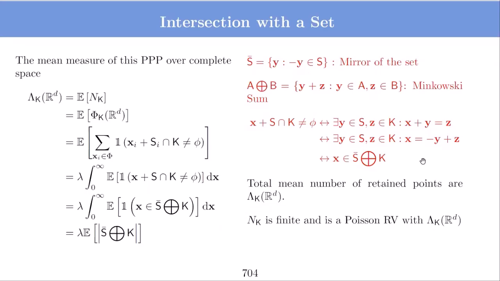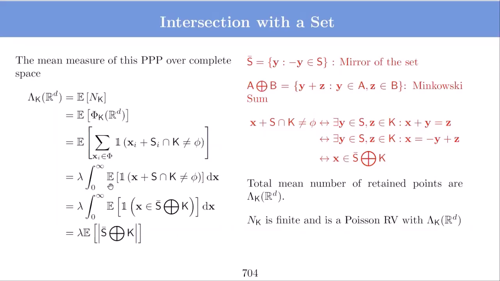S bar Minkowski sum of K is made from all the vectors minus y plus z such that y belongs to S and z belongs to K, right? And if x is equal to one such pair, then x should be in the Minkowski sum. If x does not belong to this set, then there cannot be any vectors y or z such that x equals minus y plus z. Okay, so they are equivalent.